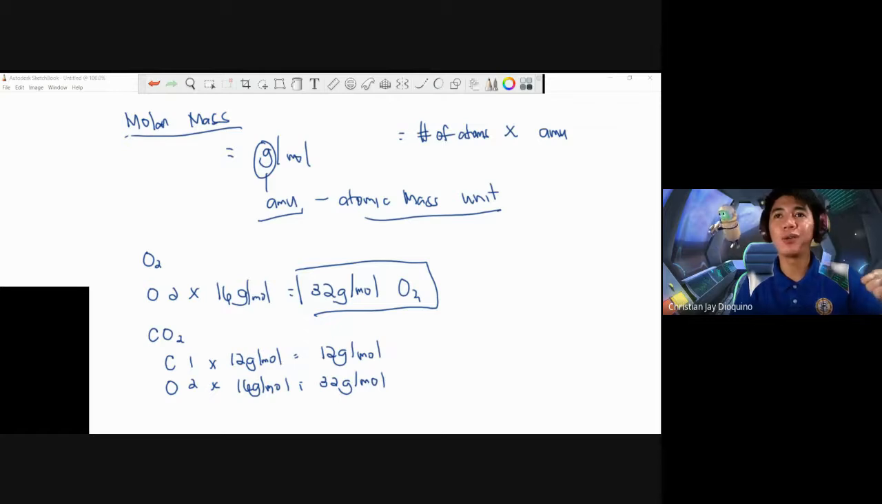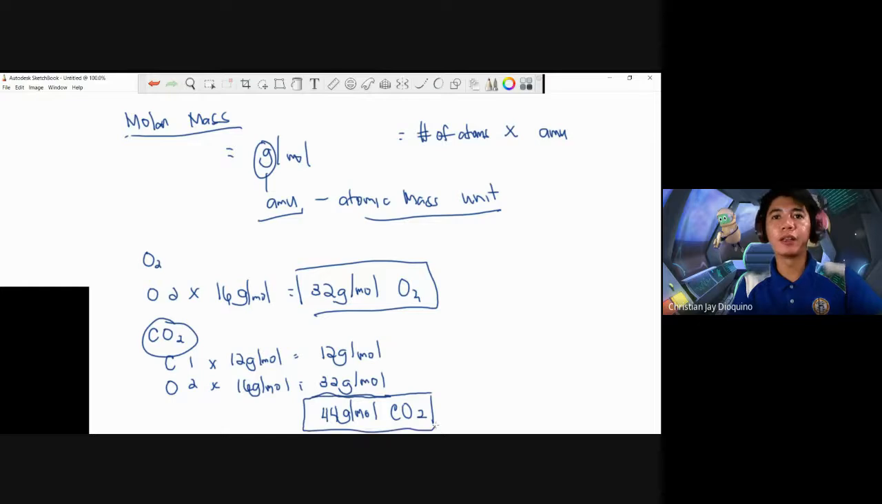But di pa natin siya nakukuha as the whole compound. Kumbaga tigisa pa lang sila ng molar mass eh. So ang gagawin natin diyan is of course to get the sum of the molar masses, then makukuha natin yung total molar mass ng carbon dioxide. So we have 32 plus 12, we have 44 grams per mole. So this will be the molar mass of our carbon dioxide. Okay? Clear? So let's have another one.